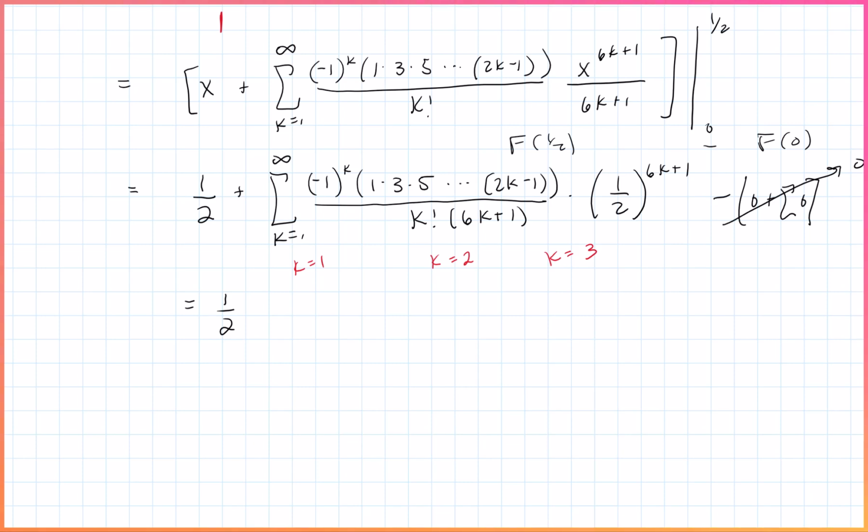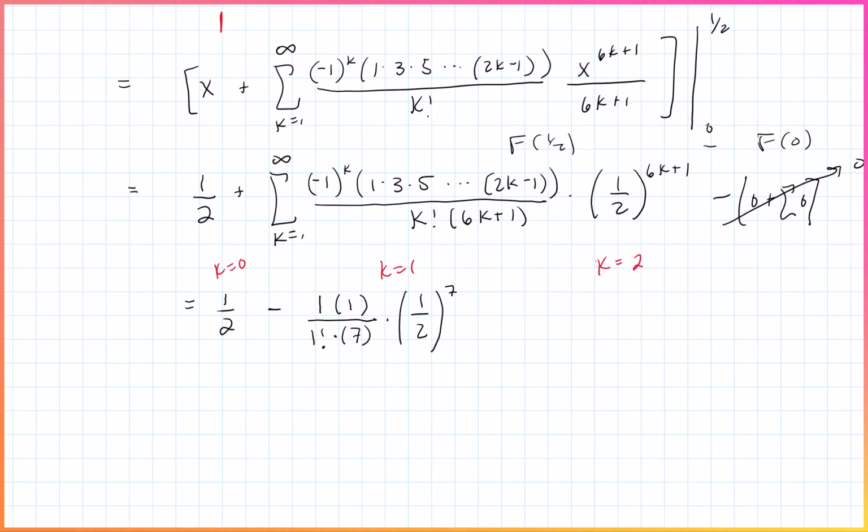So we have 1/2. Now the first term, when k equals 1, we have a minus 1. In the top, we will have just times 1 over, in the bottom, we're going to have 1 factorial times 7 times 1/2 to the 7th. My terms are kind of big here. We had a lot going on. So this was k equals 1. We already had the k equals 0 term.